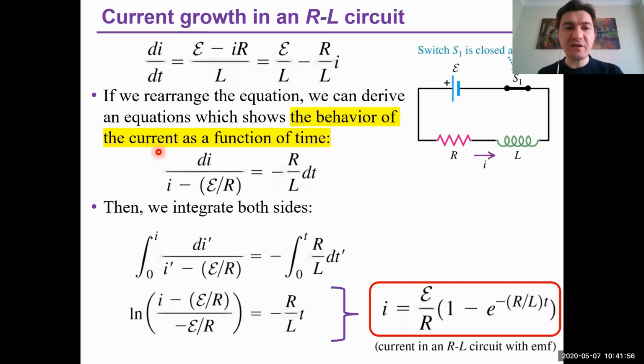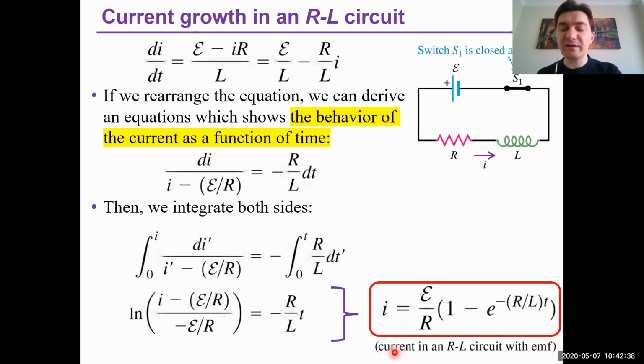So if you integrate both sides, what do you see? This is the integral over current. Current starts from 0, it goes to I, and time starts from 0, it goes to t, a certain time. If you solve that integral, you will get that expression. And if you take current from that equation, finally, we get the current in an RL circuit with EMF.